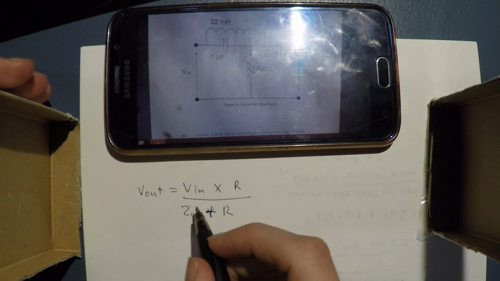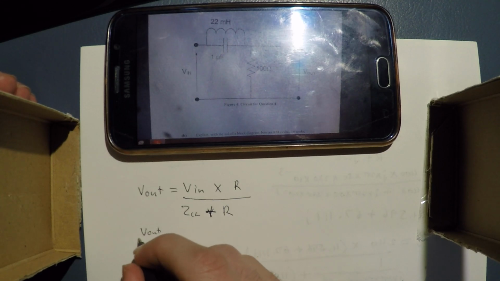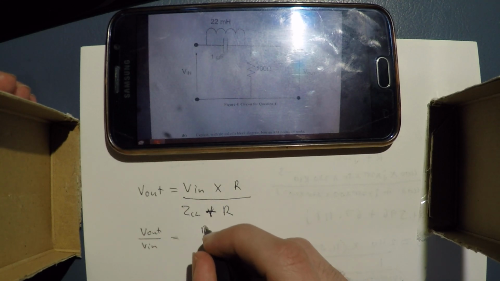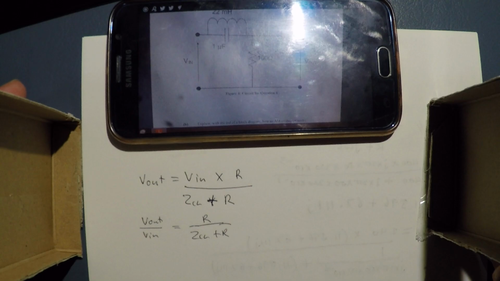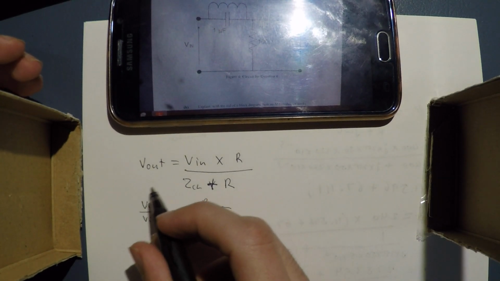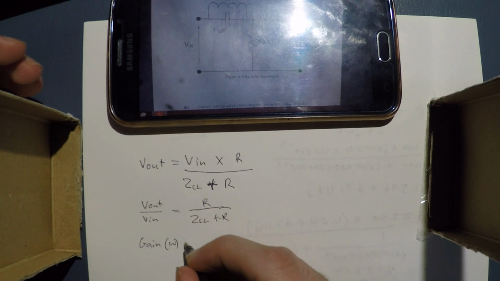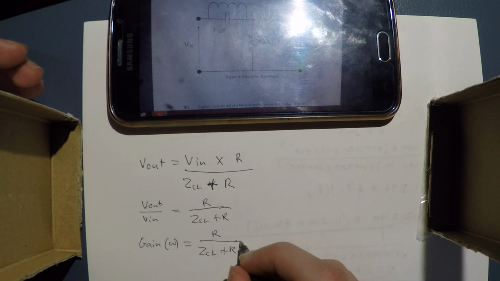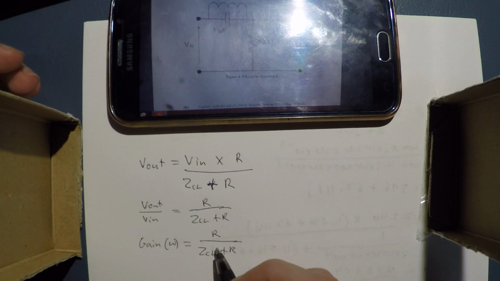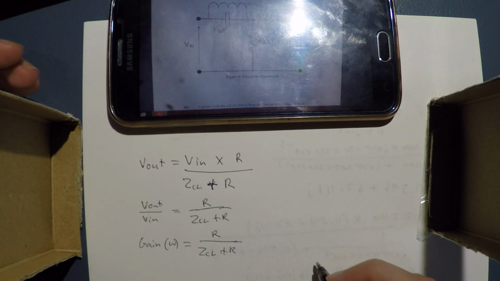Okay, now I'm just going to divide by the V in, so that'll give us V out on V in equals R over Z CL plus R. Now, I'll rewrite this as gain. And at this point we need to get a proper value here for the parallel impedance of the capacitor and the inductor. So we'll just write that on the side.